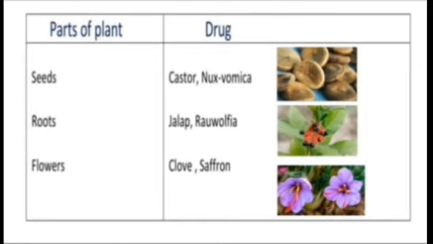Morphological classification, parts of plants and drugs. Parts of plant: first one, seed, and drugs included are castor and nux vomica. Second part, roots, drugs involved are jalap and rauwolfia. Third part, flower, involved are clove and saffron. Images are given there.